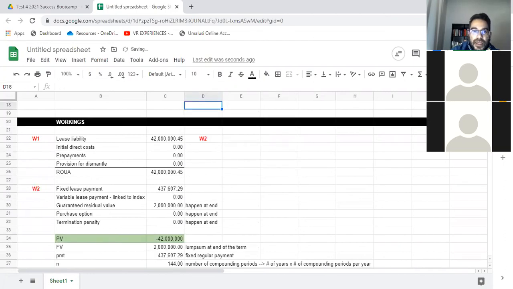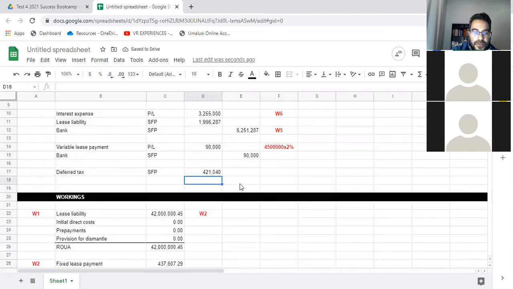And I'll have to credit something. So I'll credit with the same amount. I think this was working 7, I think so. The other side of deferred tax is income taxes, okay? Which is correct actually. So P&L.